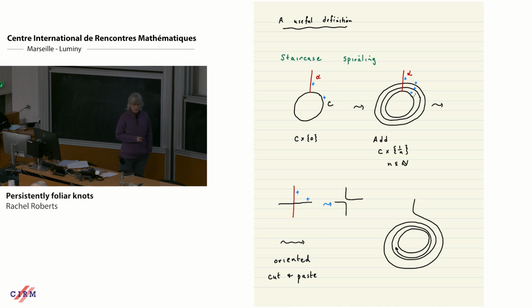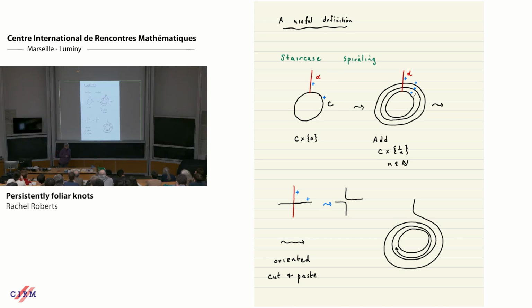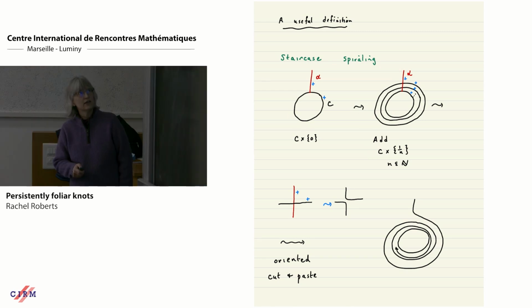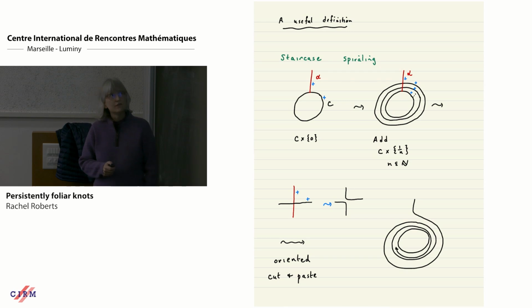Okay, so we're going to get really hands-on in visualizing what's going on here. Let's think one dimension lower, and there's a very useful definition. I'm going to call it staircase spiraling. Let's begin with two one-manifolds. We've got our circle, and we've got an arc, alpha. And alpha just meets the circle in one of its endpoints.